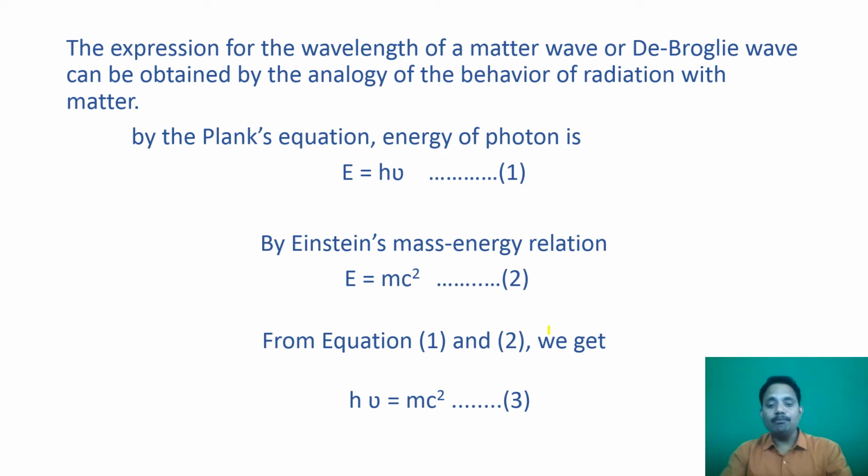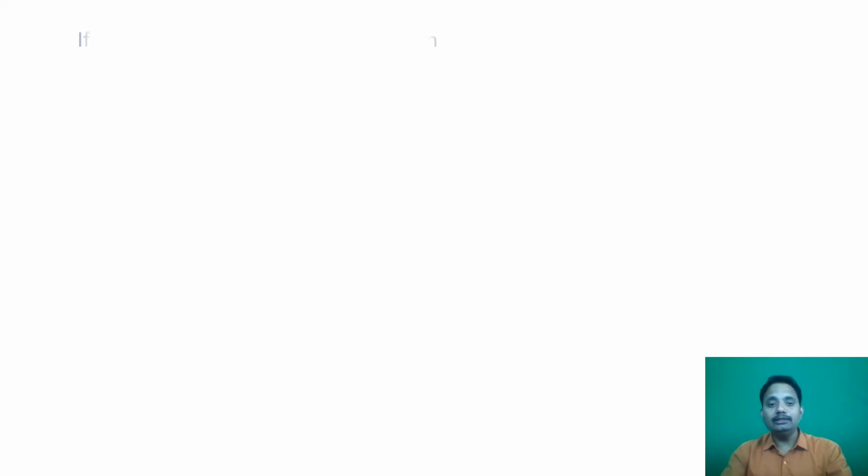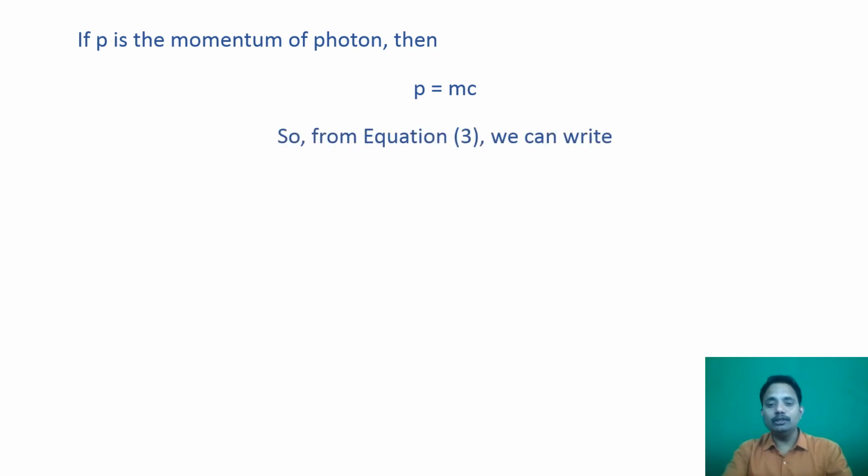In m into c square, we can split c square into c into c, so m into c we can write as a momentum. If p is the momentum of the photon, then p is equal to m into c. In the previous equation, we have h nu is equal to mc square, and mc square is split into mc into c. So instead of mc square, we can write p into c. So equation number 3 is h nu is equal to p into c, where c is the speed of light.